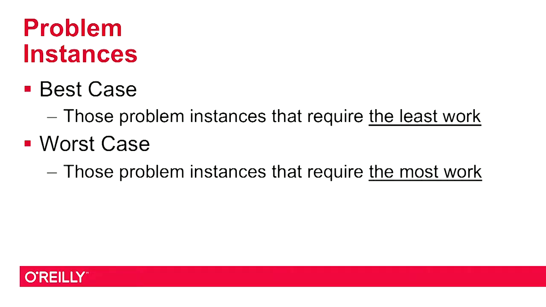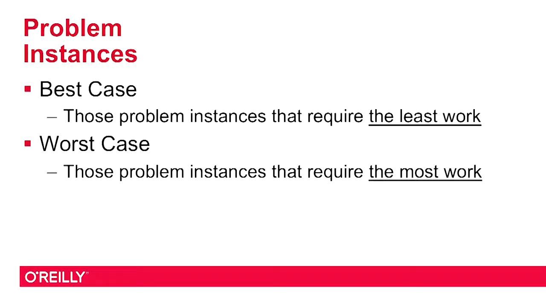The best case are those simply that require the least work. And it has nothing to do with the algorithm per se. It really has more to do with the particular problem instance that you've given it. For example, in the contains operator, when you're just trying to check to see if an element is contained in a list, if that Python list had 10 million elements, but the target you're looking for is always the first one, that's the best case.